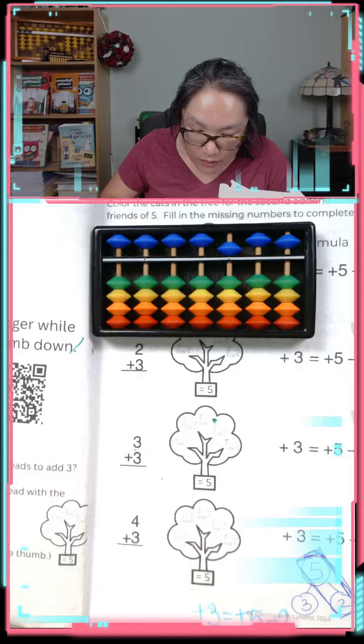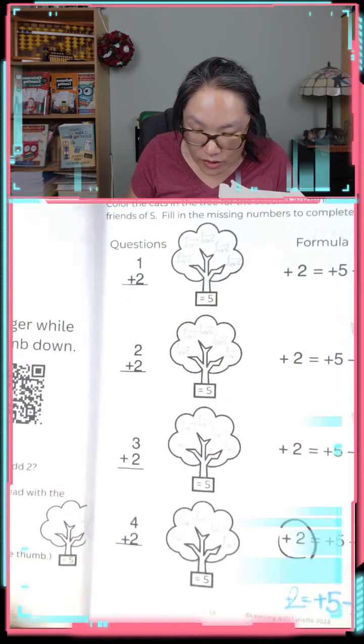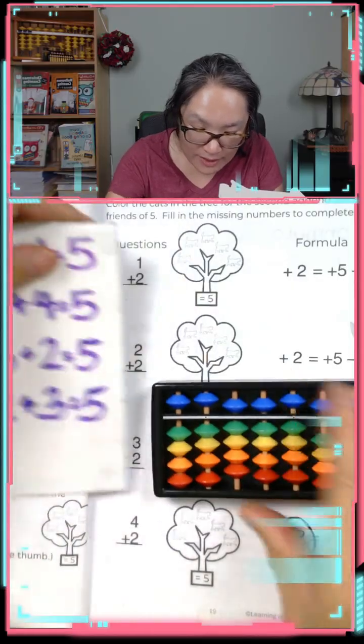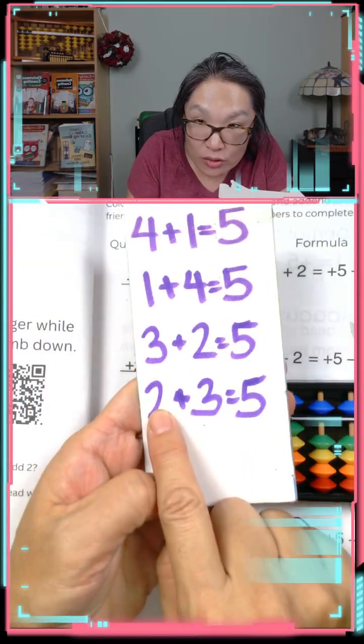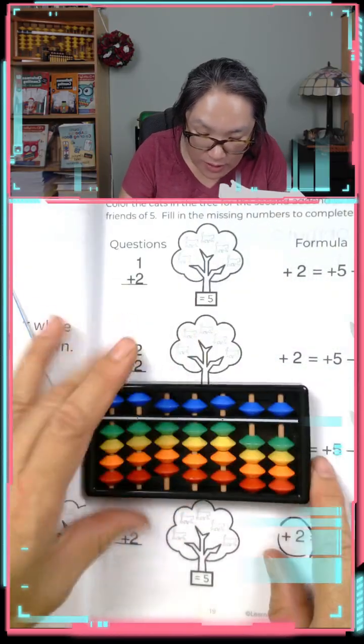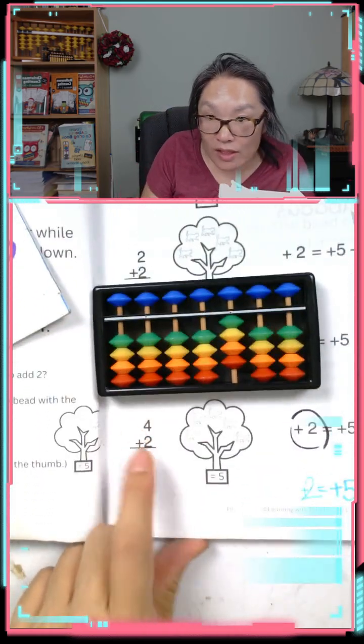So I have the 5 and I take away the 2. And it's the same thing with the 2, right? But this time I only have 2 questions. When we do it, we have 4 on the abacus. Remember, if I'm adding 2, I have to take away the 3. That's what I got to do. So I have 4 on the abacus. I want to add the 2, right?